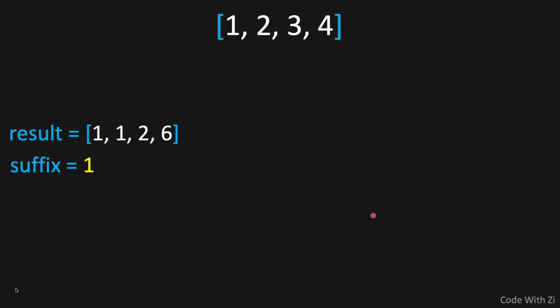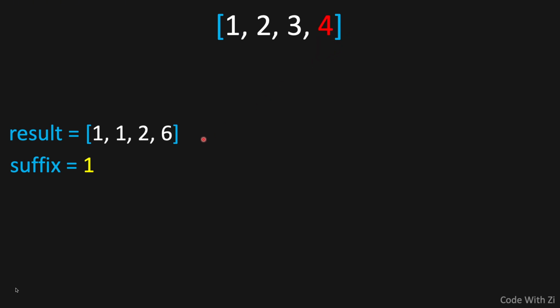Now, what does this mean? It's basically the same thing that I told you. We calculated the product of every number before the current number, and now we're going to calculate the product of every number after the current number. Let me show you. We start from the end, so we go from right to left. So our current number is going to be 4.